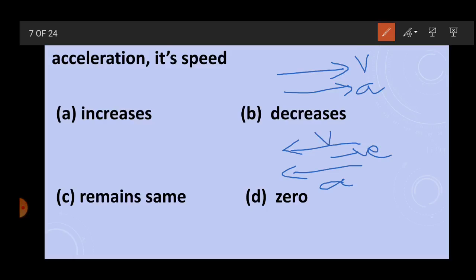So students, the magnitude of speed increases. Magnitude of speed increases. That is nothing but velocity of the particle. So answer is option A.